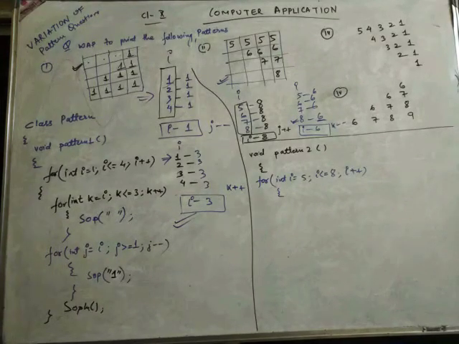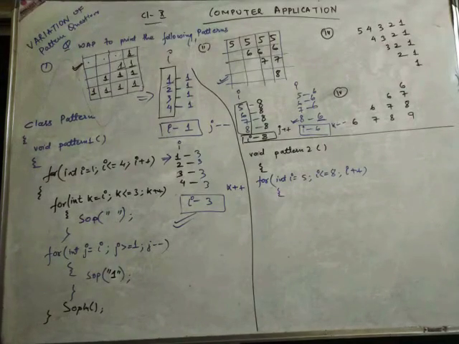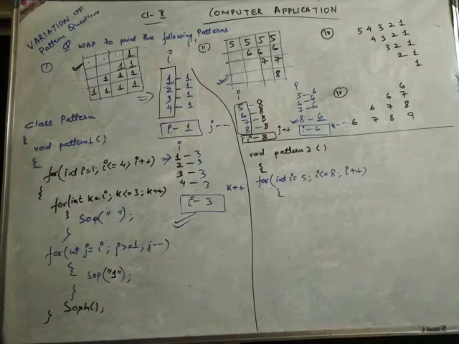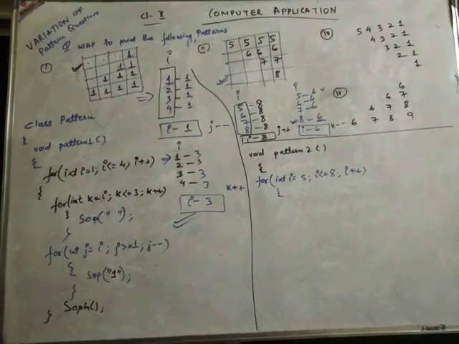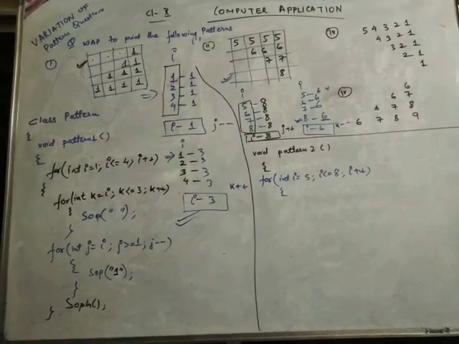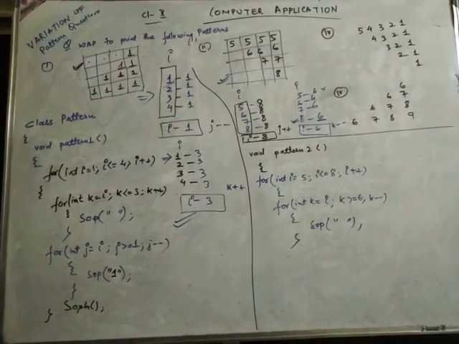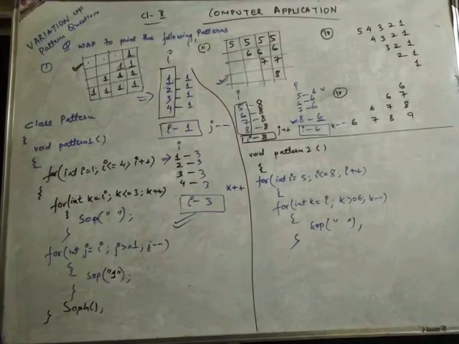So from 8 towards 6: 8, 7, 6, 3 spaces will come. From 7 towards 6: 7, 6, 2 spaces will come. From 6 towards 6, 1 space will come. From 5 towards 6 will not go. Clear all of you? So now we'll make the K loop. Therefore we write K equals I, K greater than equals 6, K minus minus, and SOP space. Okay, understood? Now we'll start making the J loop.